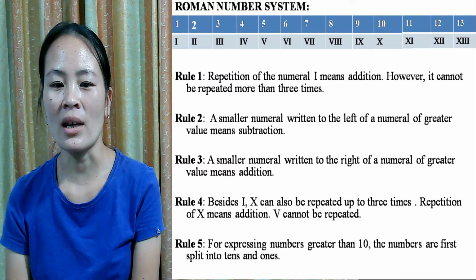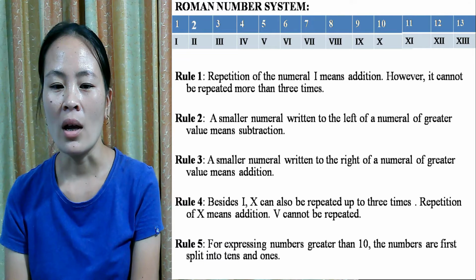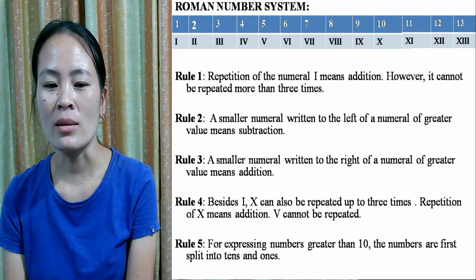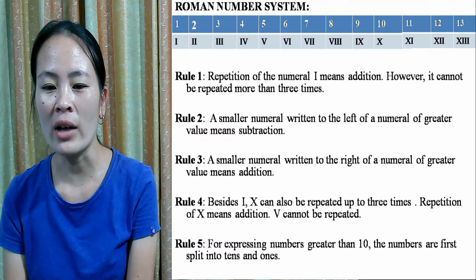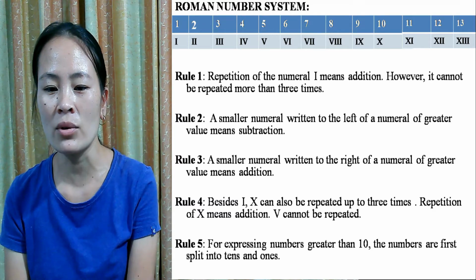The Roman number system. In the Roman number system, there are certain rules. Rule number 1, repetition of numeral I means addition, however, it cannot be repeated more than 3 times. Rule number 2, a smaller numeral written to the left of a numeral of greater value means subtraction. Rule number 3, a smaller numeral written to the right of a numeral of greater value means addition. Rule number 4, besides I, X can also be repeated up to 3 times. Repetition of X means addition.